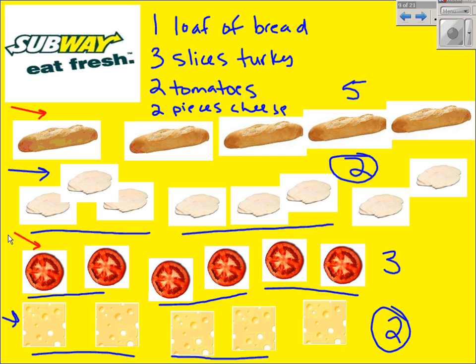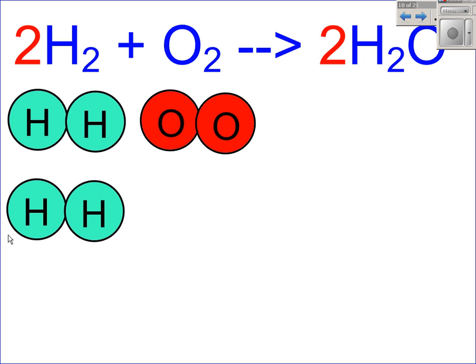Now that we understand the concept behind a limiting and excess reactant, let's look at a few chemistry examples. Let's look at a very common equation. Hydrogen gas and oxygen gas react together to produce water. Notice that the equation is already balanced.